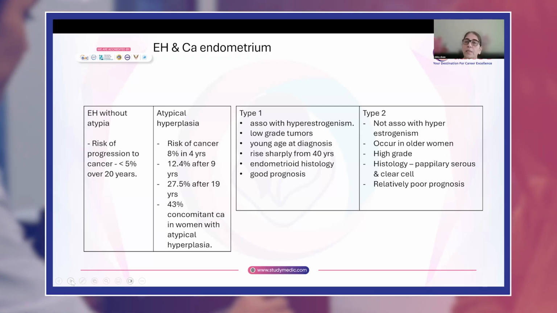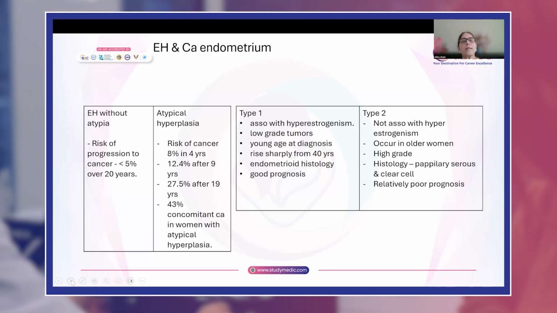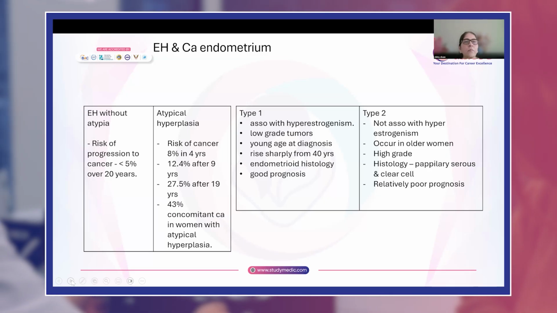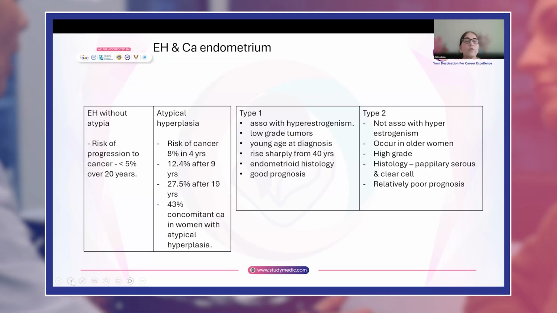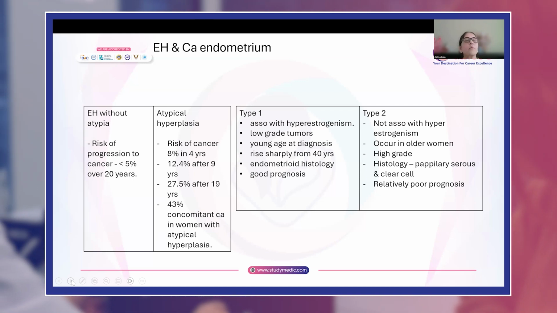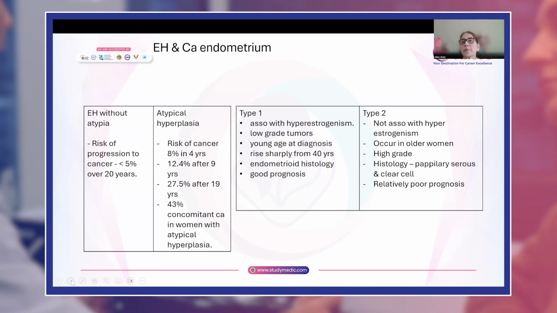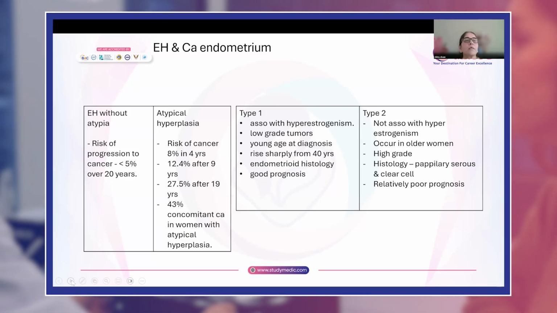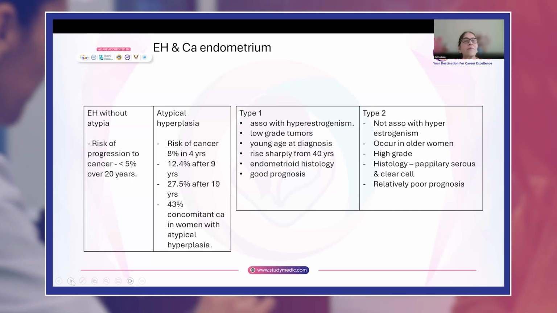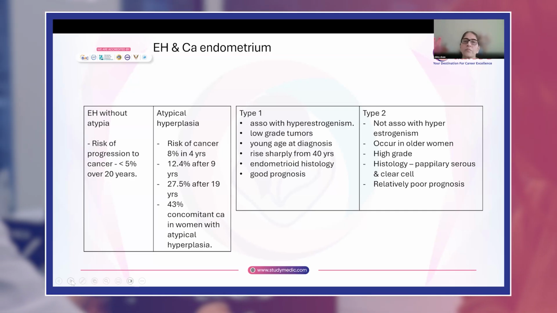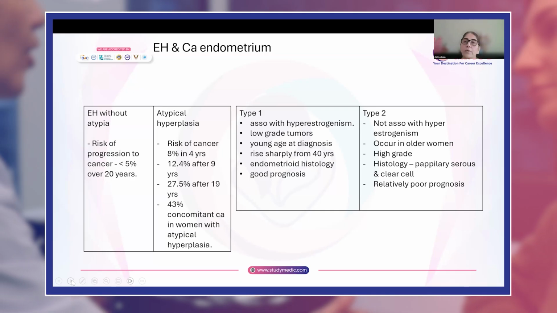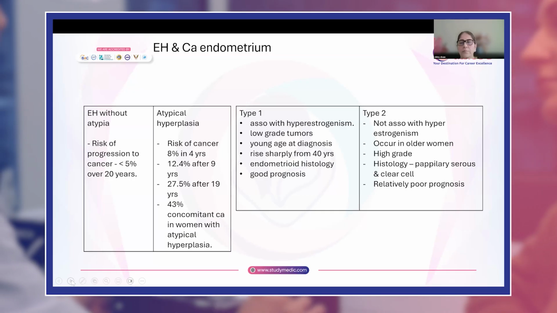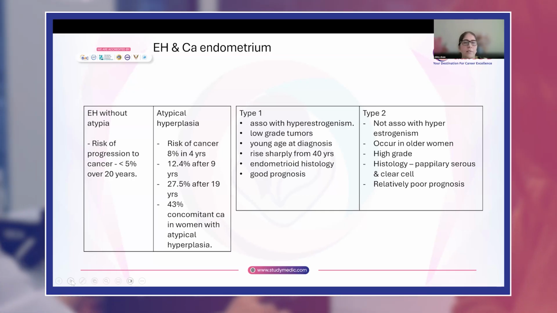And in endometrial hyperplasia also, certain types are at a risk of developing into invasive cancers. So according to the latest classification, endometrial hyperplasia is divided into two types: endometrial hyperplasia without atypia and atypical hyperplasia. Now, for endometrial hyperplasia without atypia, the risk of progression to cancer is less than 5% over 20 years. So we know that most of the women who have endometrial hyperplasia without atypia will not progress. Most of them regress back into not having endometrial hyperplasia.